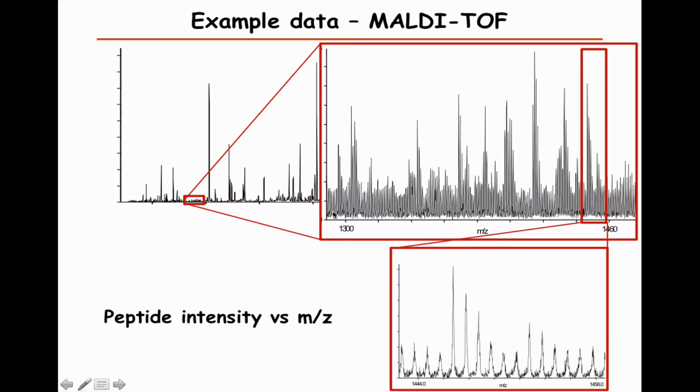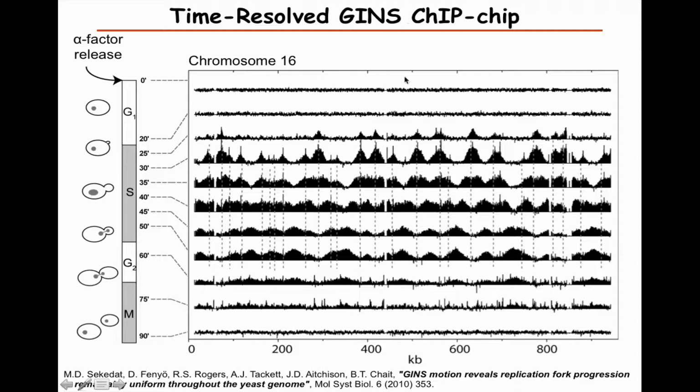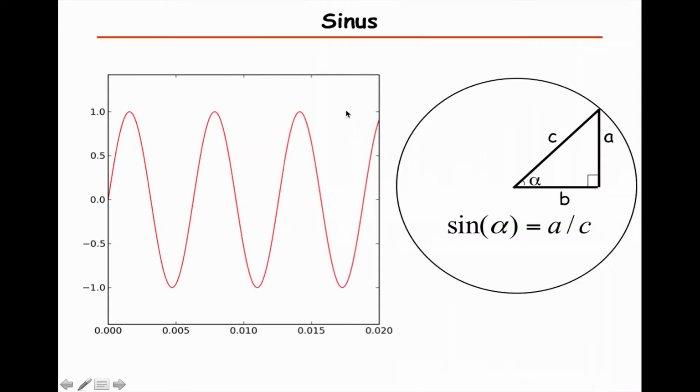But what we also see is that there's pretty much a peak at every mass, which is a different kind of noise. It means that this is a very complex mixture, with a background of many, many different peptides at very low intensity. So we need to deal with this kind of noise in a different way than the noise over here in the ChIP experiment before it goes into S phase. So these are just a few examples.